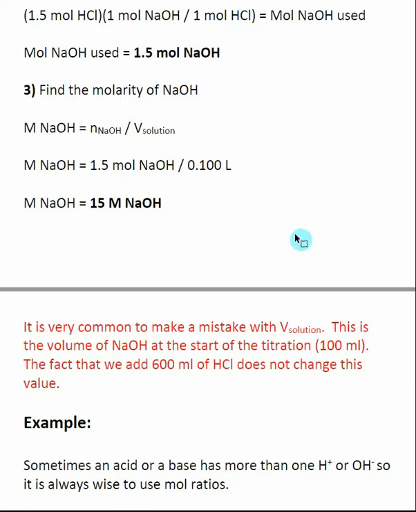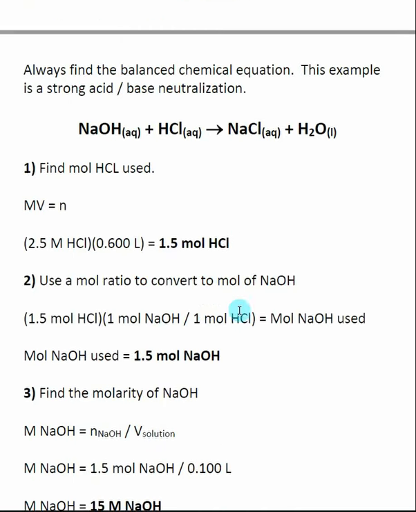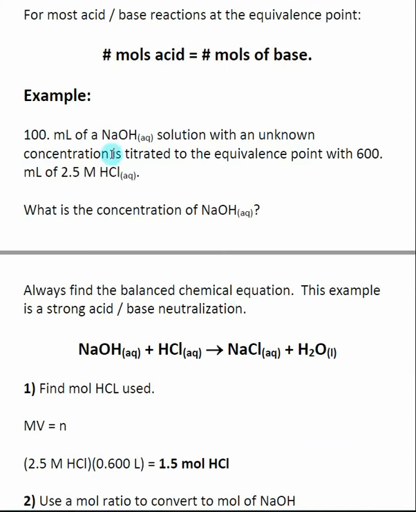And this is very important, a very, very common mistake during titrations, to be confused with what we mean by the solution here. So it's a very common mistake. When we say V solution, we're talking about the volume of the NaOH that we started with, which was 100 milliliters. When we look at the original question, we said, what's the concentration of NaOH here? And the idea is we started with 100 milliliters.